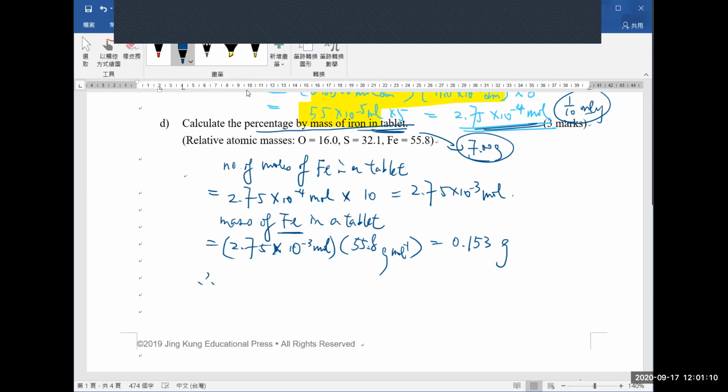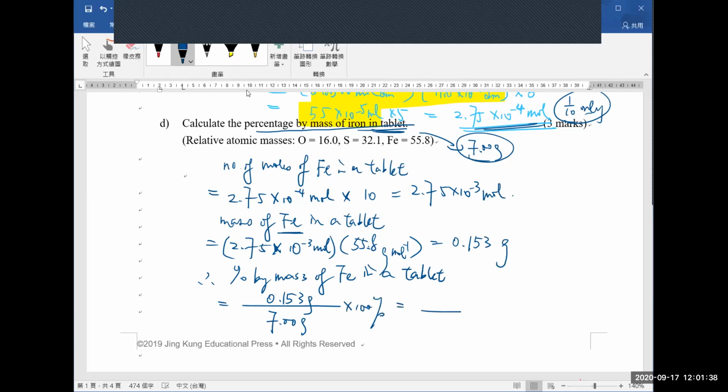So we will get 0.153 gram. So the percentage by mass of iron in a tablet is calculated as what? 0.153 gram of iron can be found in how many grams of tablet? 7.00 gram of tablet. Which is equal to what? A very low value. What's the answer? 2.19. Yes, percent. 2.19%. Okay.